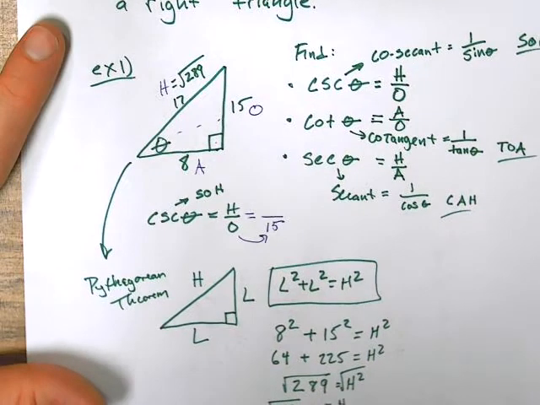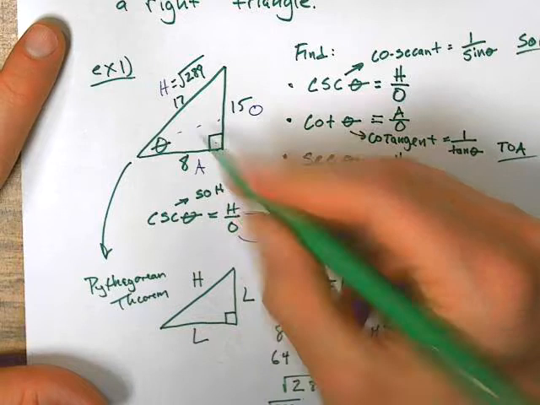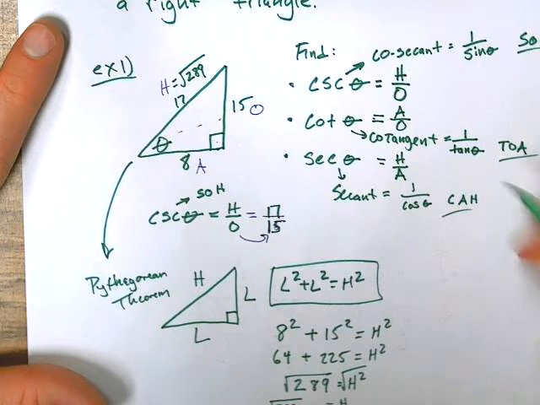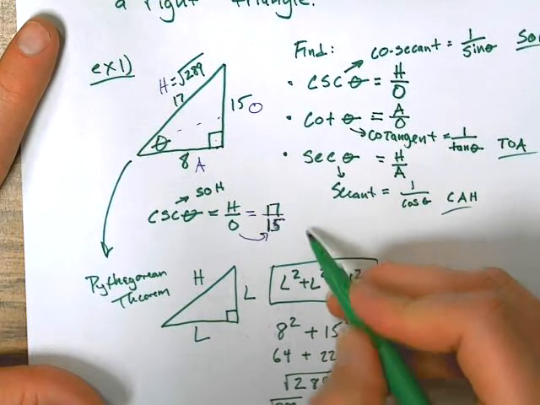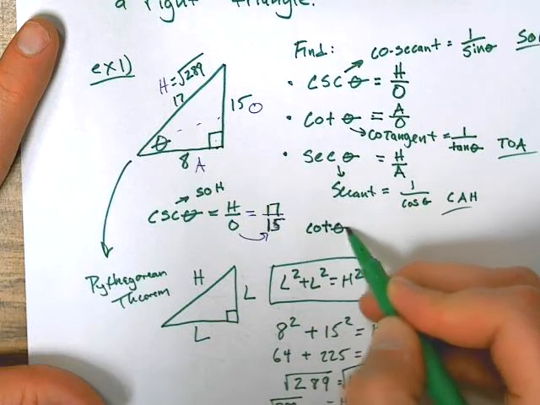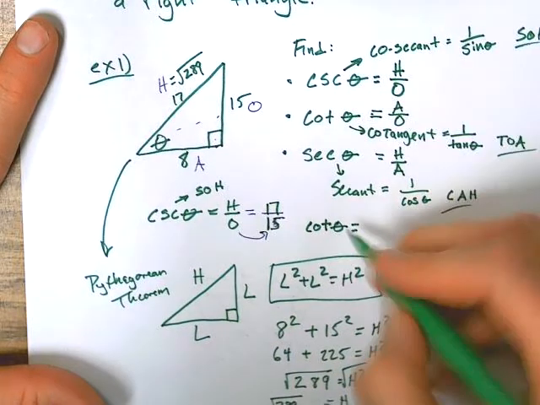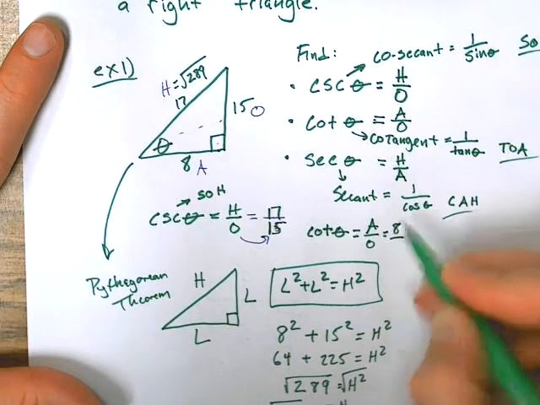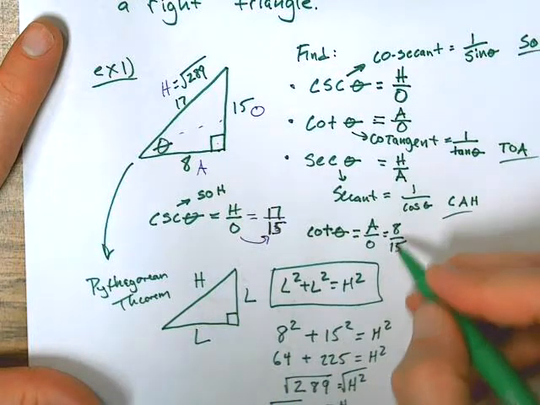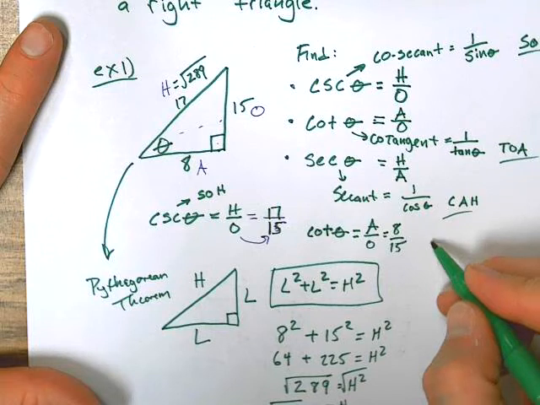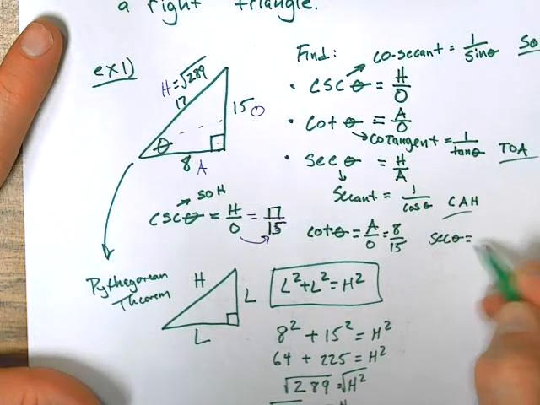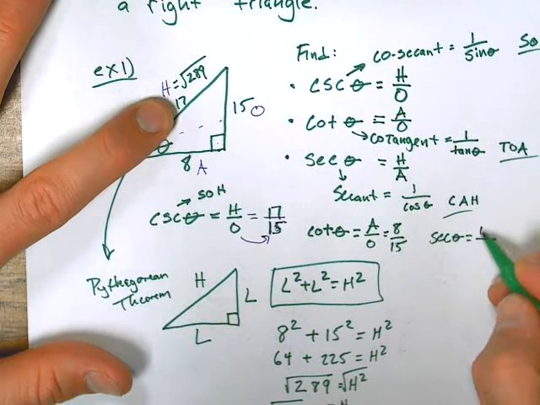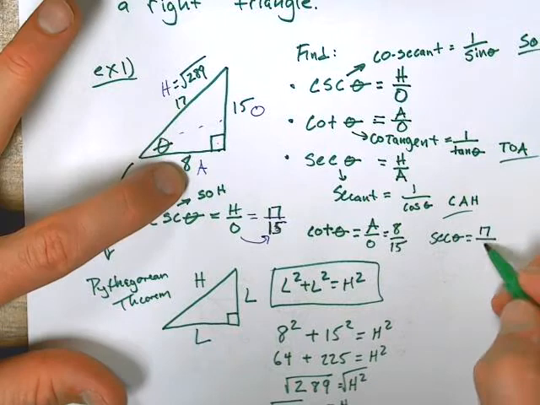So now we can answer all the questions. We have our hypotenuse is 17. So cosecant of theta is just 17 over 15. Let me see if I can sneak in cotangent. If I had to find the cotangent of theta, remember that is just the adjacent over the opposite. Adjacent is 8, opposite is 15. So for cotangent, it would be 8 over 15. If I had to find the secant of theta, that would be hypotenuse over adjacent. So hypotenuse, 17 over the adjacent side, 8.